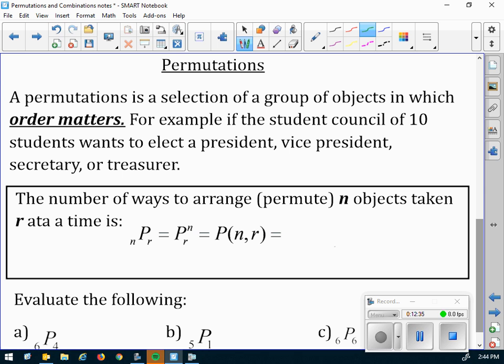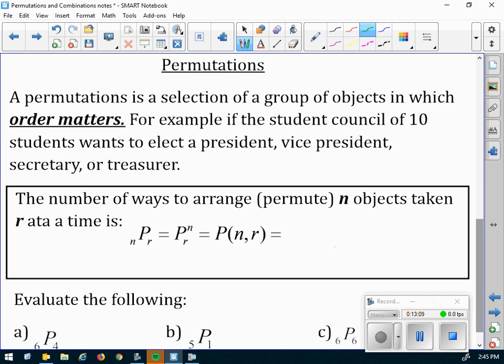No, I'm not going to go there yet. Okay, let's go back here. If the student council of 10 students wants to elect a president, vice president, secretary, or treasurer. So the student council has 10 members, and they need to elect 4 officers. Okay? How many choices do they have for president? 10. There are 10 students in the student council, and any of them could be the president, right? So they have 10 choices for president.